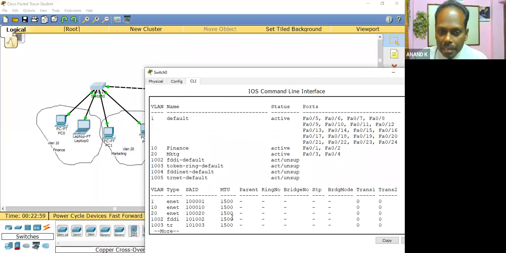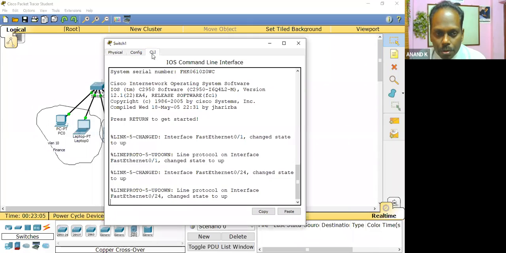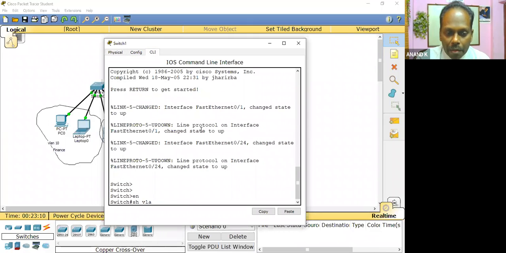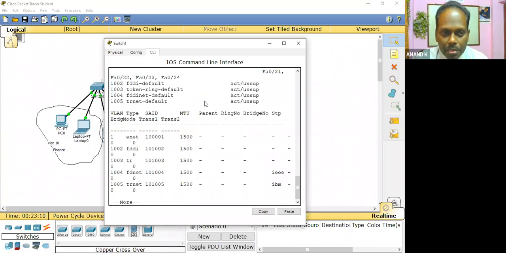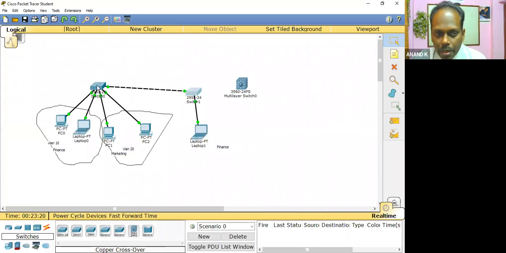Show VLAN, this information needs to go into switch 1. This is another switch which is there. Here if I say EN and then show VLAN, there is no finance or marketing here. We need to get the information first. There is only the default, which is there. So we need to first get the information.